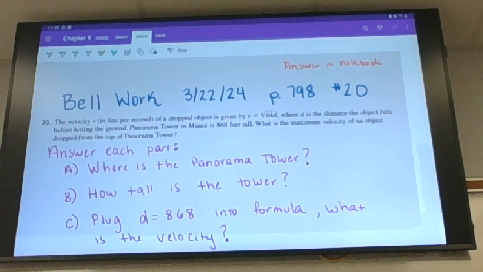Okay. The velocity in feet per second of a dropped object is given by v is the square root of 64d. Velocity is another way of saying speed. So the speed of this thing is an actual square root function. I know you guys always want to know, like, why do we have to do this? Well, the mathematicians and the scientists, they use this equation, so you guys might as well see it too. It's 64 times d. This is the speed of an object dropped.